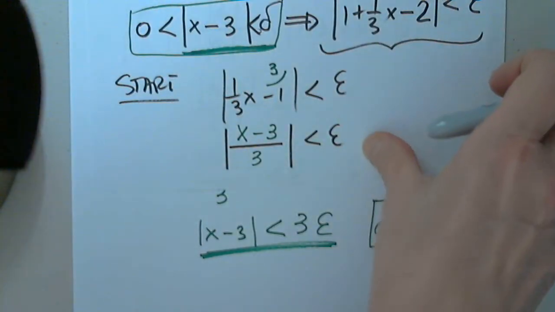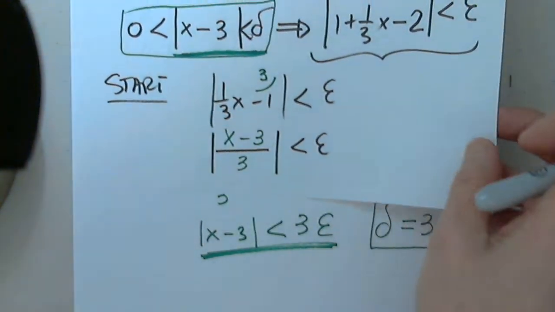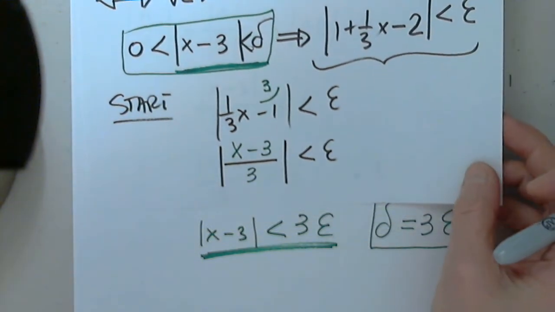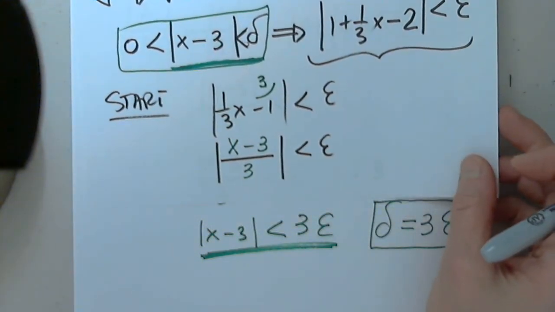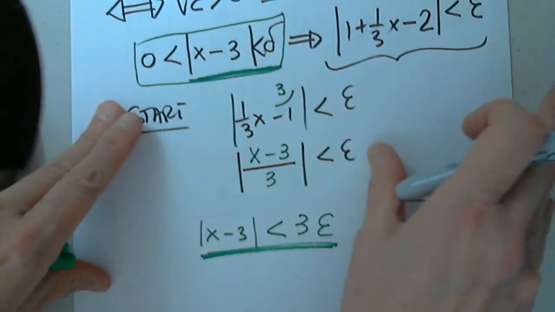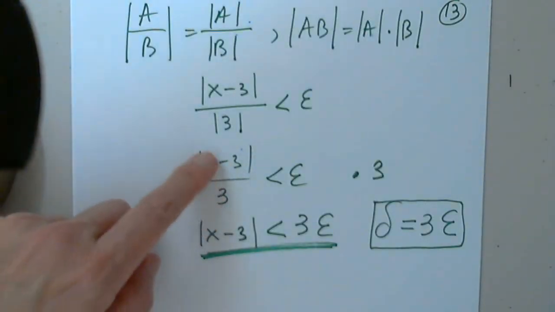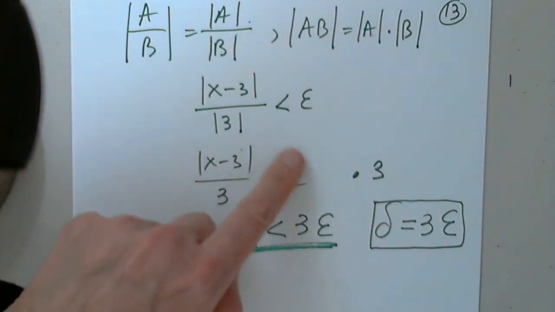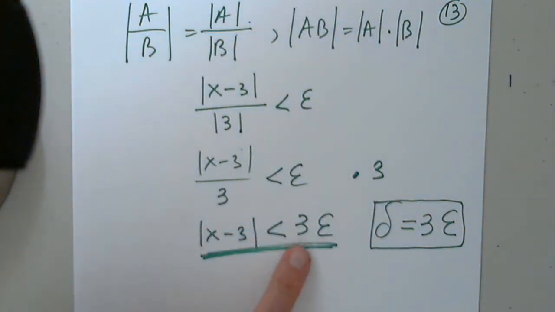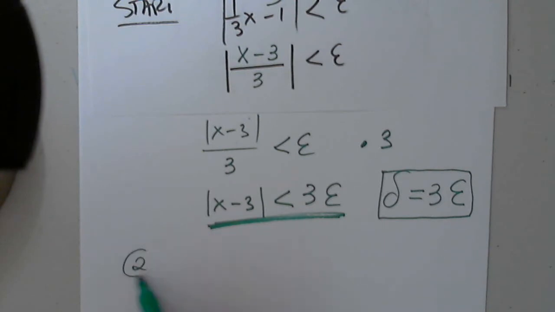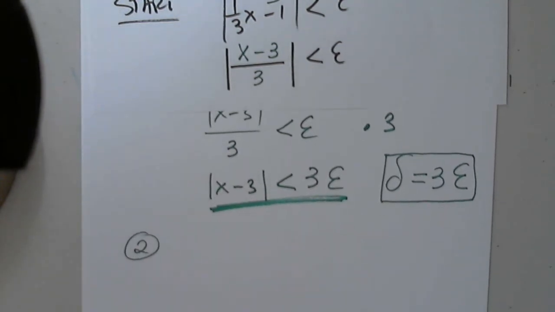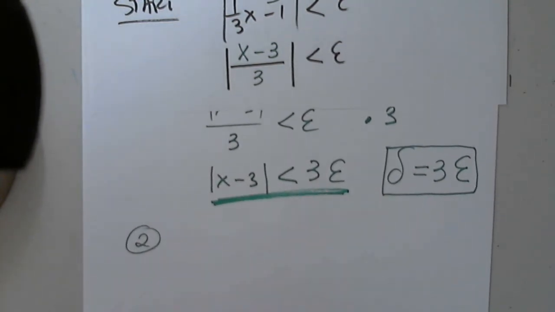Say it again. I got a little lost. How come the 3 on the bottom disappeared? We multiply both sides by 3. When I multiply this side by 3, I get x minus 3. When I multiply this side by 3, I get 3 epsilon. So there is one step to go. I don't want you to do it, but I want you to write it.